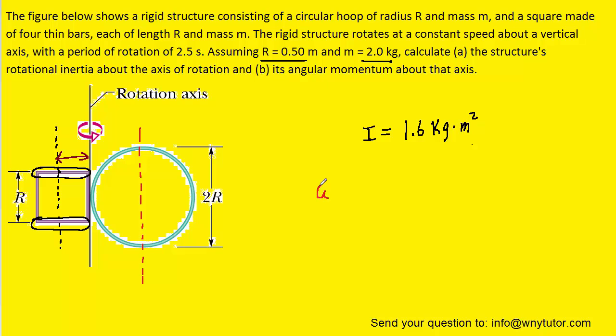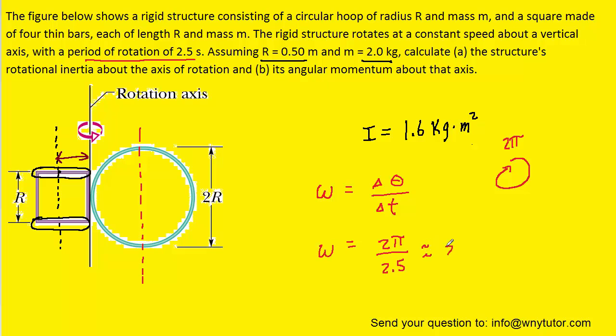For part B, we're going to first calculate the angular speed, which we know is the angular displacement divided by a time interval. The question notes that the period of rotation is 2.5 seconds. What that means is that it takes 2.5 seconds for this object to spin around one time. And when an object spins around once, it has traveled an angular distance of 2 pi radians. So the angular distance will be 2 pi, and it did that in 2.5 seconds. And so the angular speed turns out to be roughly 2.51 radians per second, and we're going to use that to calculate the angular momentum.